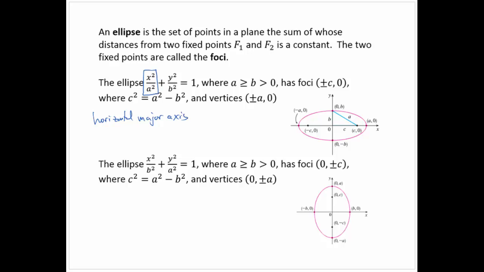Whereas in the second example here, if we have x squared over b squared plus y squared over a squared is 1, again, where the a is larger, what happens is we get a vertical major axis. But again, the foci are now on the vertical axis, and so would have the ordered pair 0, plus or minus c. Again, where c squared is a squared minus b squared. And the vertices, again, notice, are vertically changed from the origin, so 0 and plus or minus a.